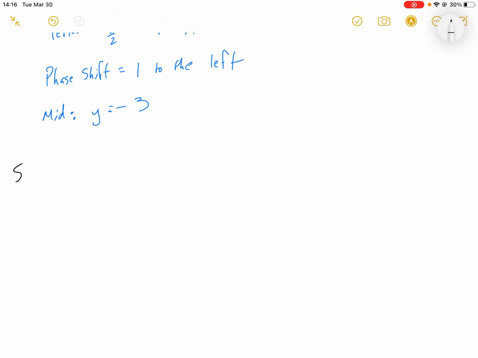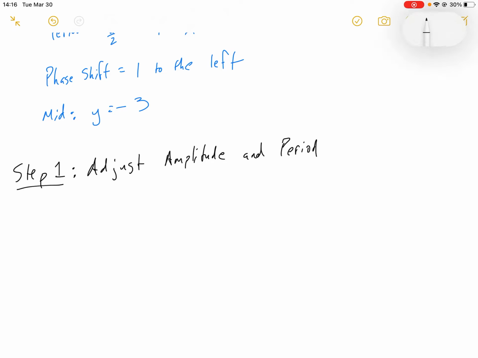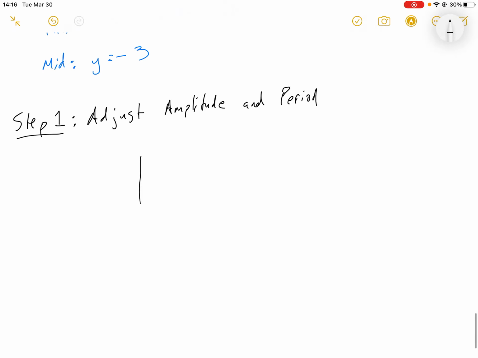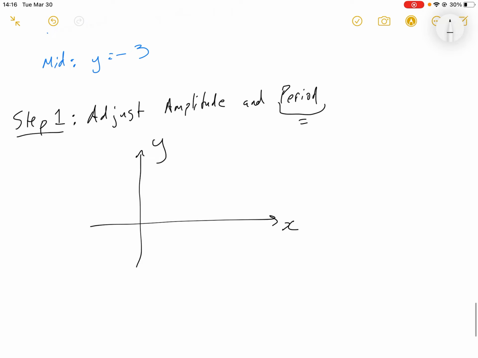Now, step 1, I always adjust the amplitude and period first. And by adjust, I mean that I'm actually going to put the period, which is 4, on my graph first. So when I'm saying adjust, what I'm really talking about is scale on my axes.